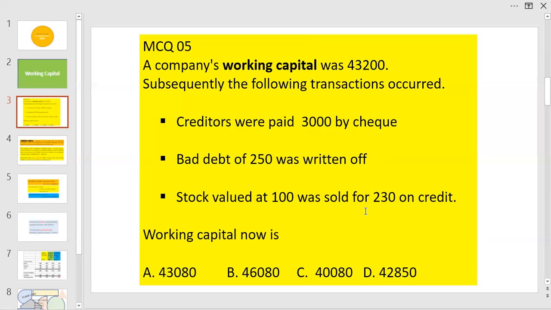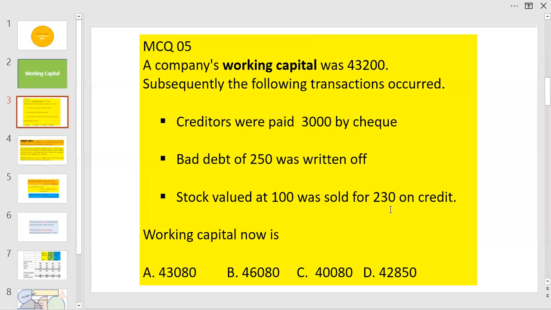If you look at the next transaction, stock valued at 100 was sold for 230. Two things have taken place here. One, the debtors have increased by 230, whereas stock has come down by 100. Here again, if you notice, the other section of the transaction has gone outside the working capital area, which is to the trading account as sales. Therefore, an increase of assets 230, a decrease of asset 100. So the net effect is plus 130.